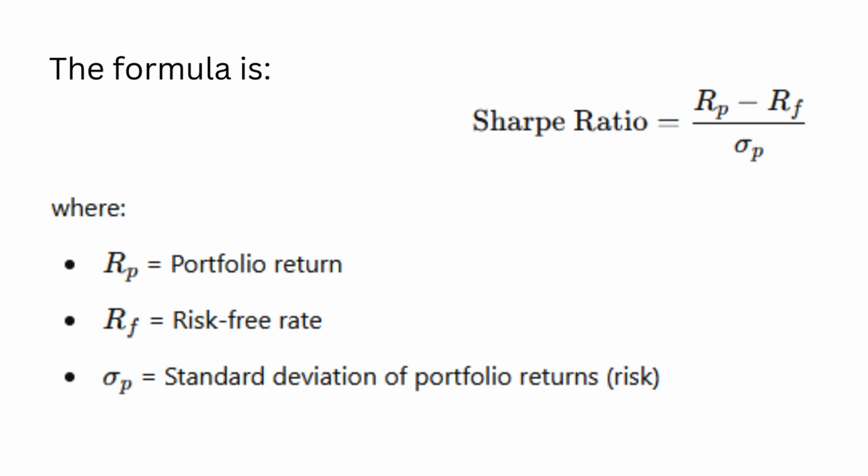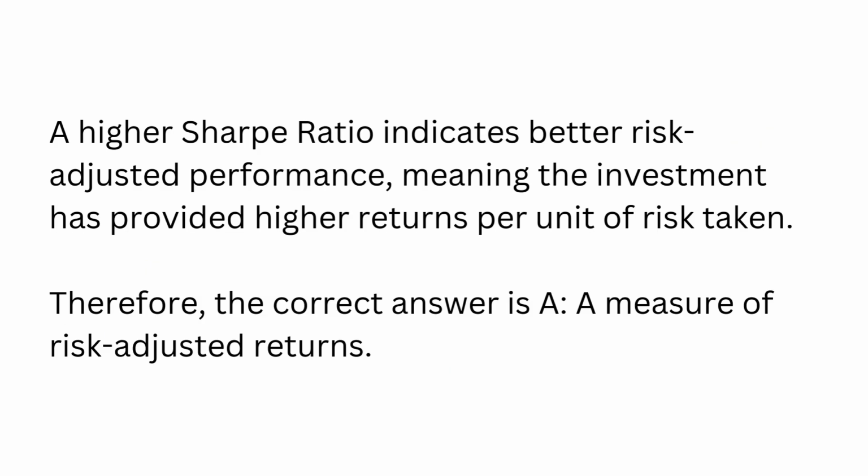The formula is Sharpe ratio equals Rp minus Rf, divided by sigma p, where Rp equals expected return of the portfolio, Rf equals risk-free rate, sigma p equals standard deviation of the portfolio's excess return. A higher Sharpe ratio indicates better risk-adjusted performance, meaning the investment has provided higher returns per unit of risk taken. Therefore, the correct answer is A, a measure of risk-adjusted returns.